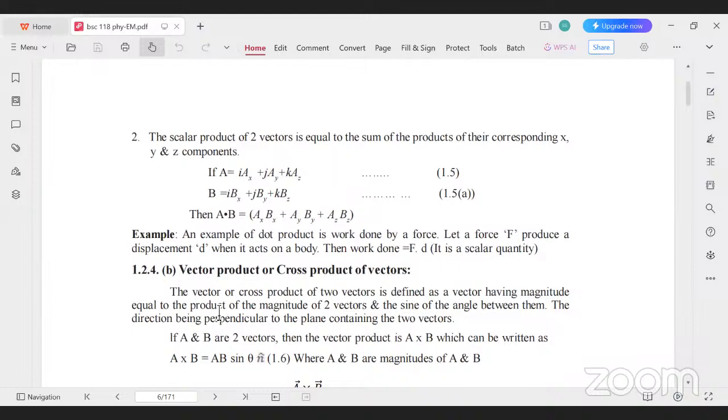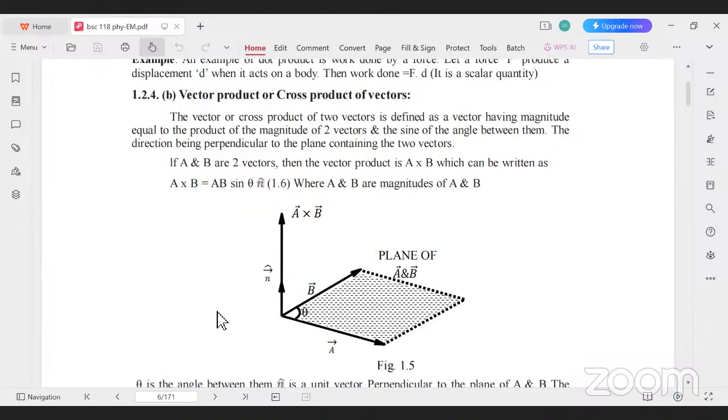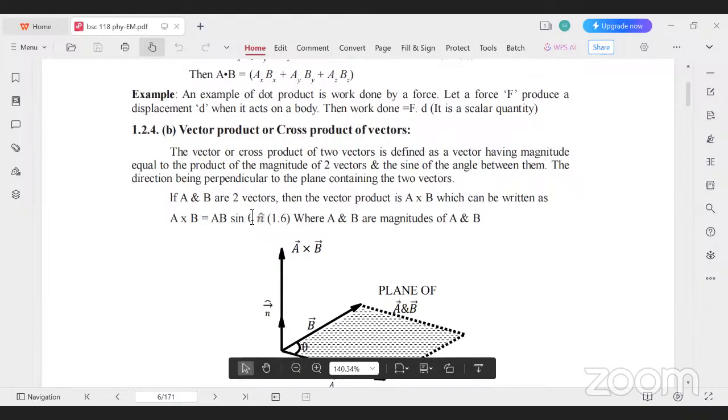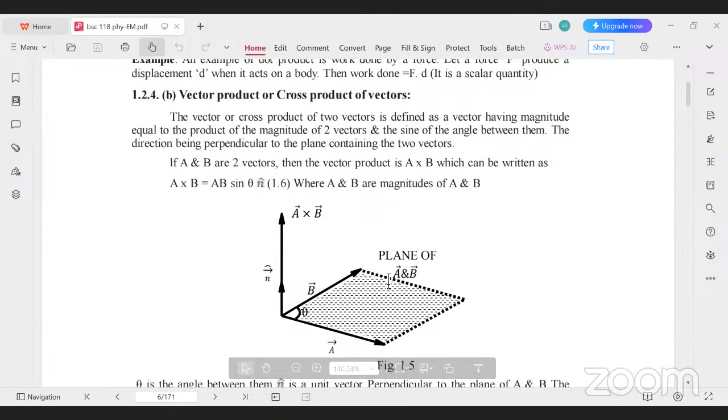Vector products or cross products of vectors. Here is an example I want to explain. What can we do? The vector or cross product of two vectors is defined as a vector having magnitude equal to the product of the magnitudes of the two vectors.